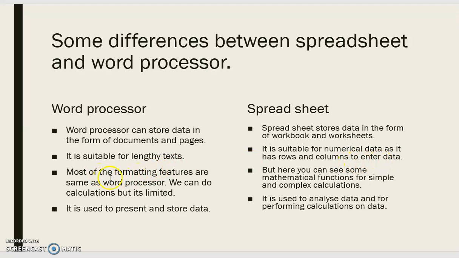Word processor: most of the formatting features are the same as in a spreadsheet. We can do calculations but it's limited. In a word processor also somehow we can do some calculations but it is very limited. Spreadsheet: here you can see mathematical functions for simple and complex calculations. A word processor is used to present data and store data, but a spreadsheet is used to analyze data and for performing calculations on data. So this is the difference between a word processor and a spreadsheet.